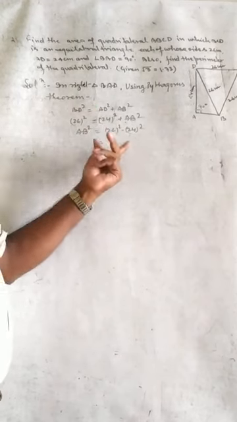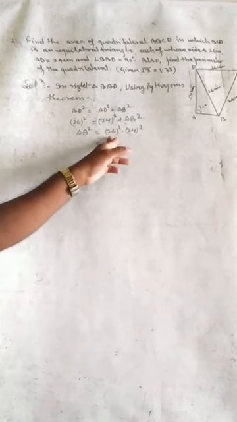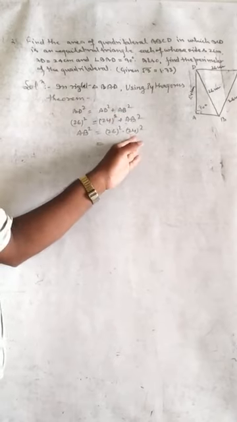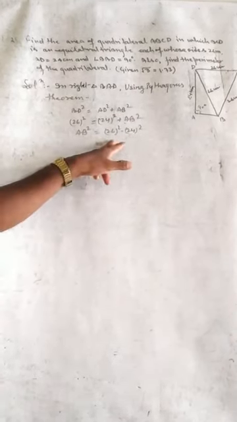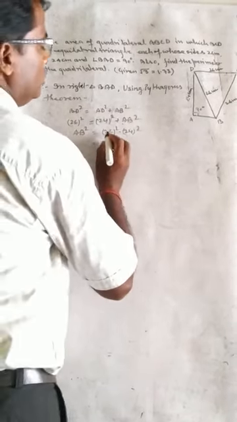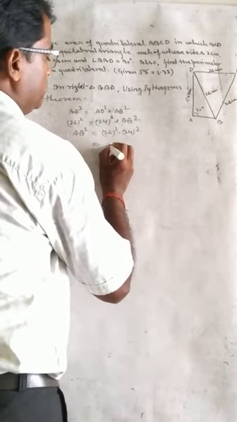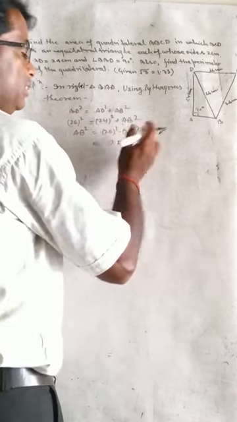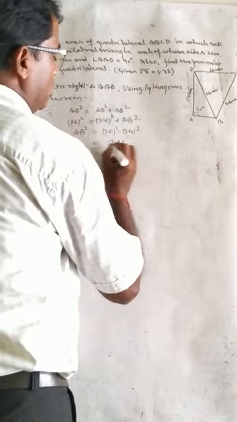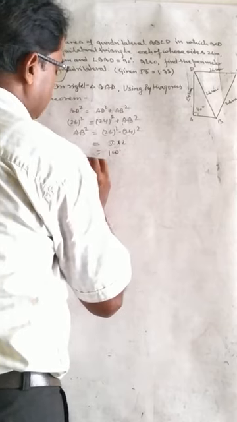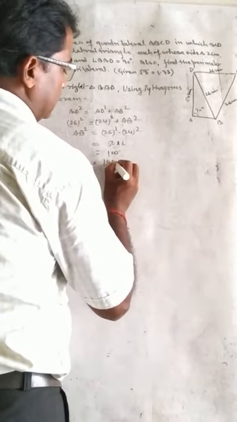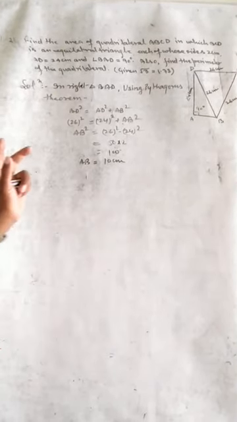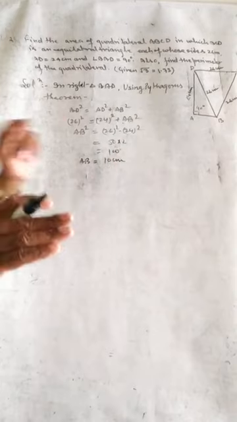You are able to calculate this value by doing square of 26, square of 24 and subtracting, or one shortcut method, which you also studied in class 8: a square minus b square is equal to (a plus b)(a minus b). 26 plus 24 is 50, 26 minus 24 is 2. Then AB is equal to what? 10 centimeter. In any way you find this answer, it does not matter, but the answer is needed.